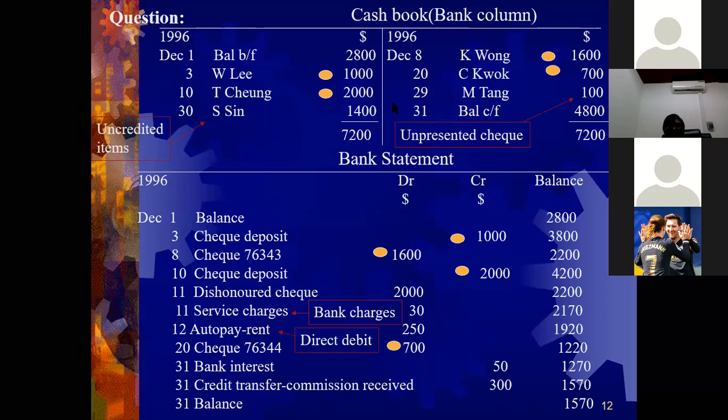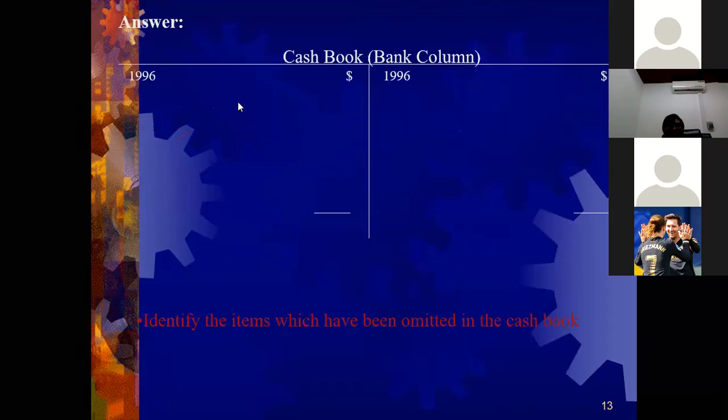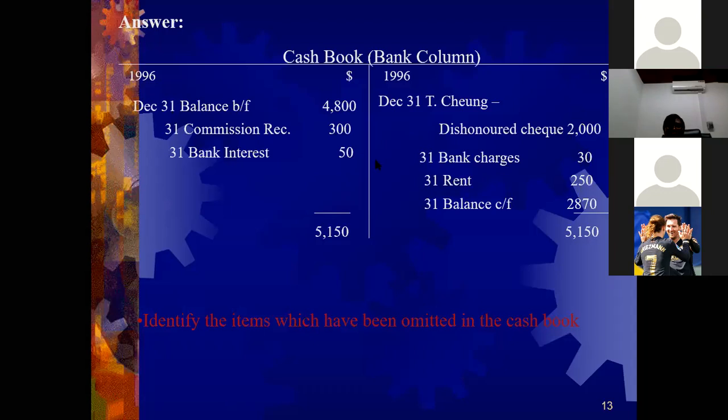So in the adjusted cash book, we will bring the balance down, 4,800. Then all the transactions that will increase our cash. Indeed, all the transactions that appear on the credit side of the bank statement would increase our cash. So the commission received 300. The bank interest of 50 would increase our cash balance.